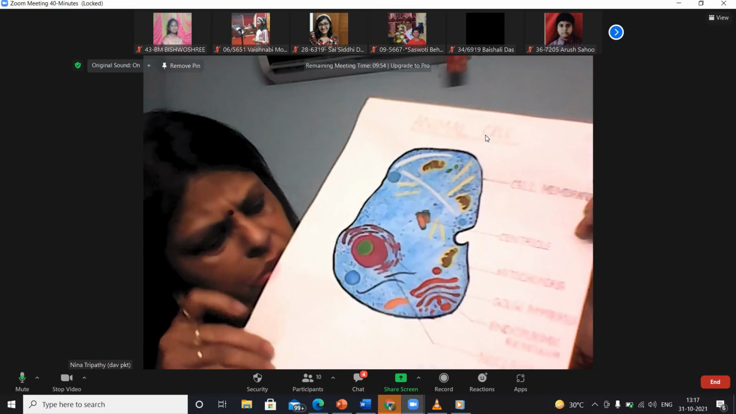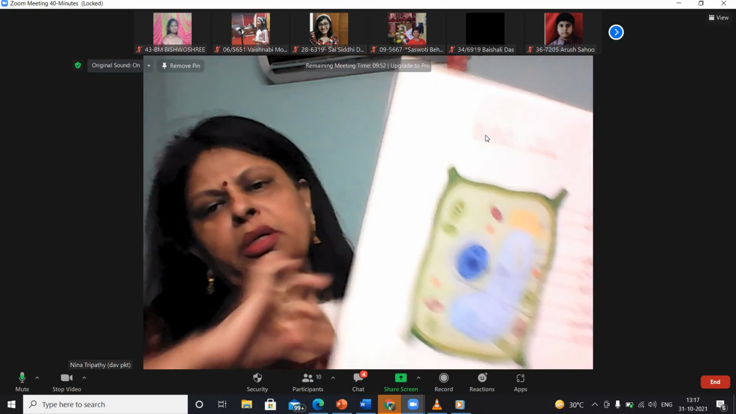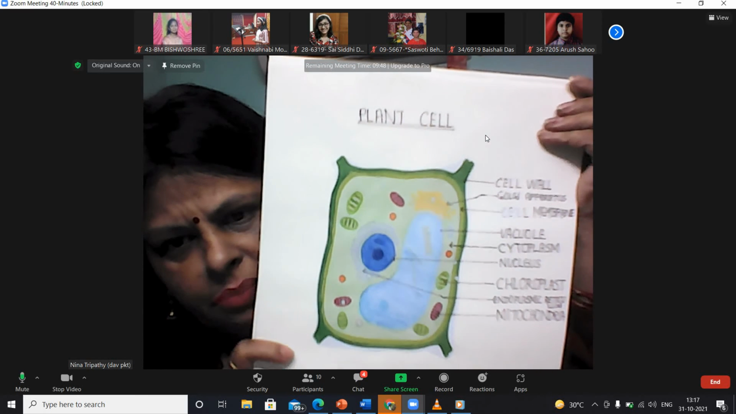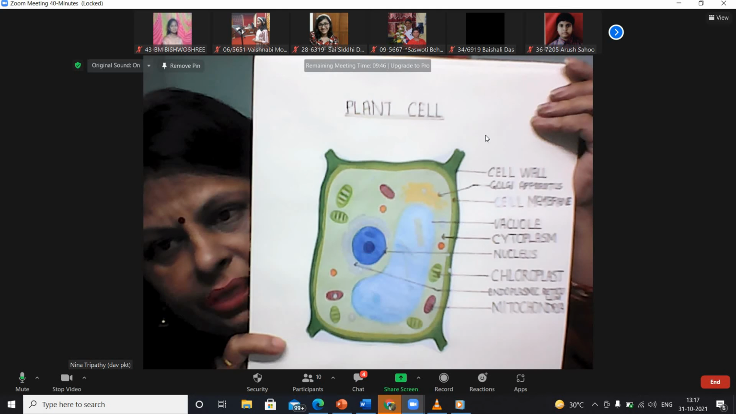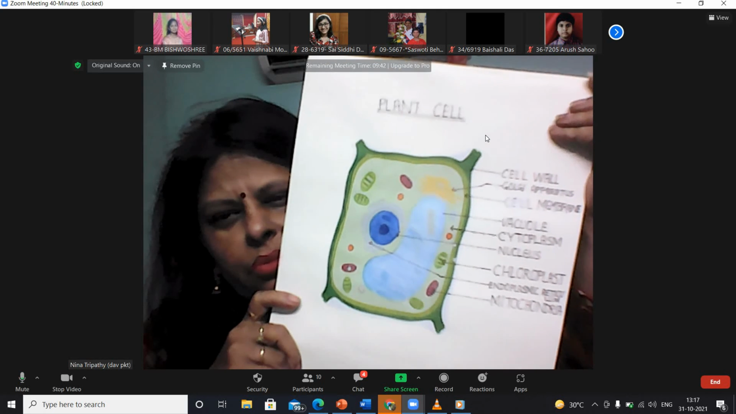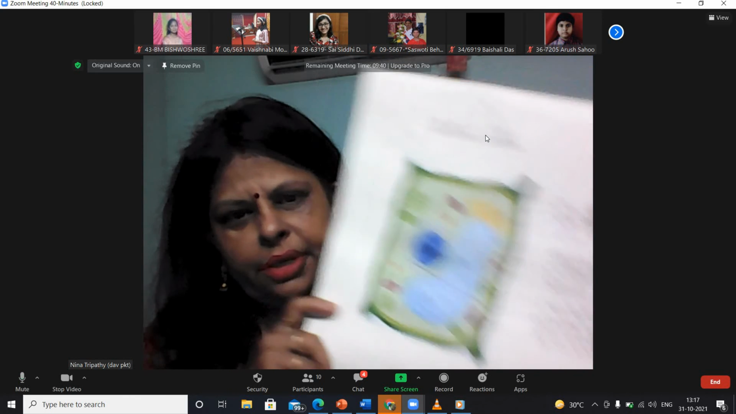Then another one is also there. This is the plant cell. You can see the plant cell also has a rigid wall, the cell wall. Is it clear, all of you? Yes, can you see it? Yes. Okay, very good.